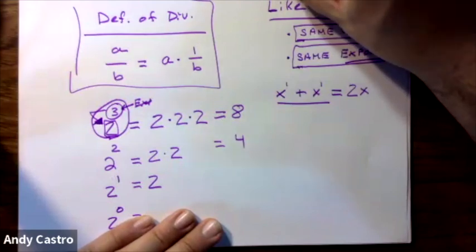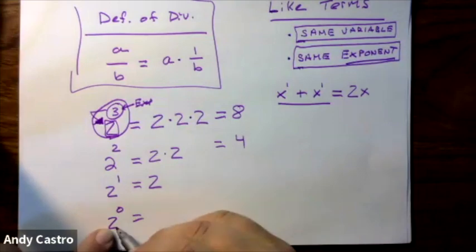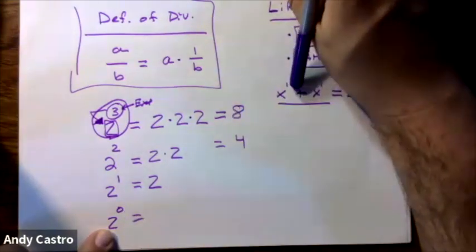A lot of you said 0. It is not 0. One of you, two of you said 1. It's actually that. It is 1. Very good. 2 to the 0 power.